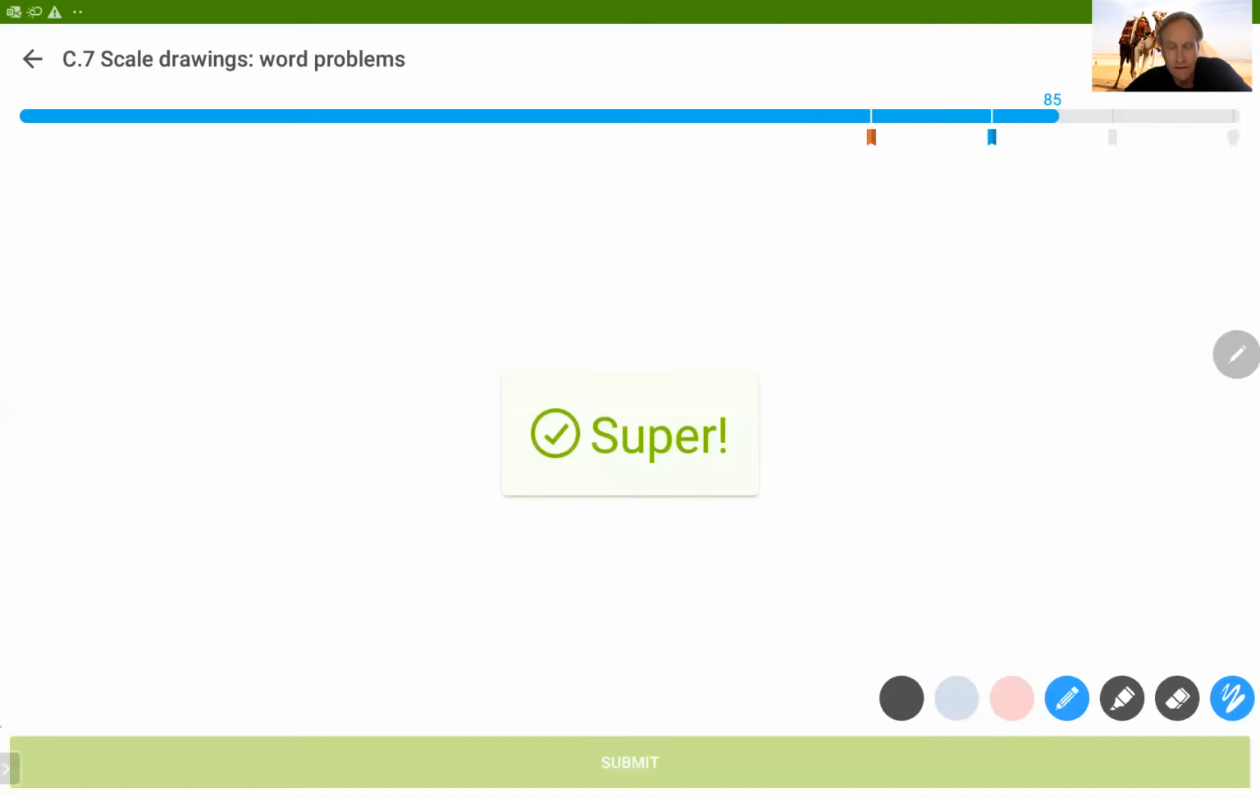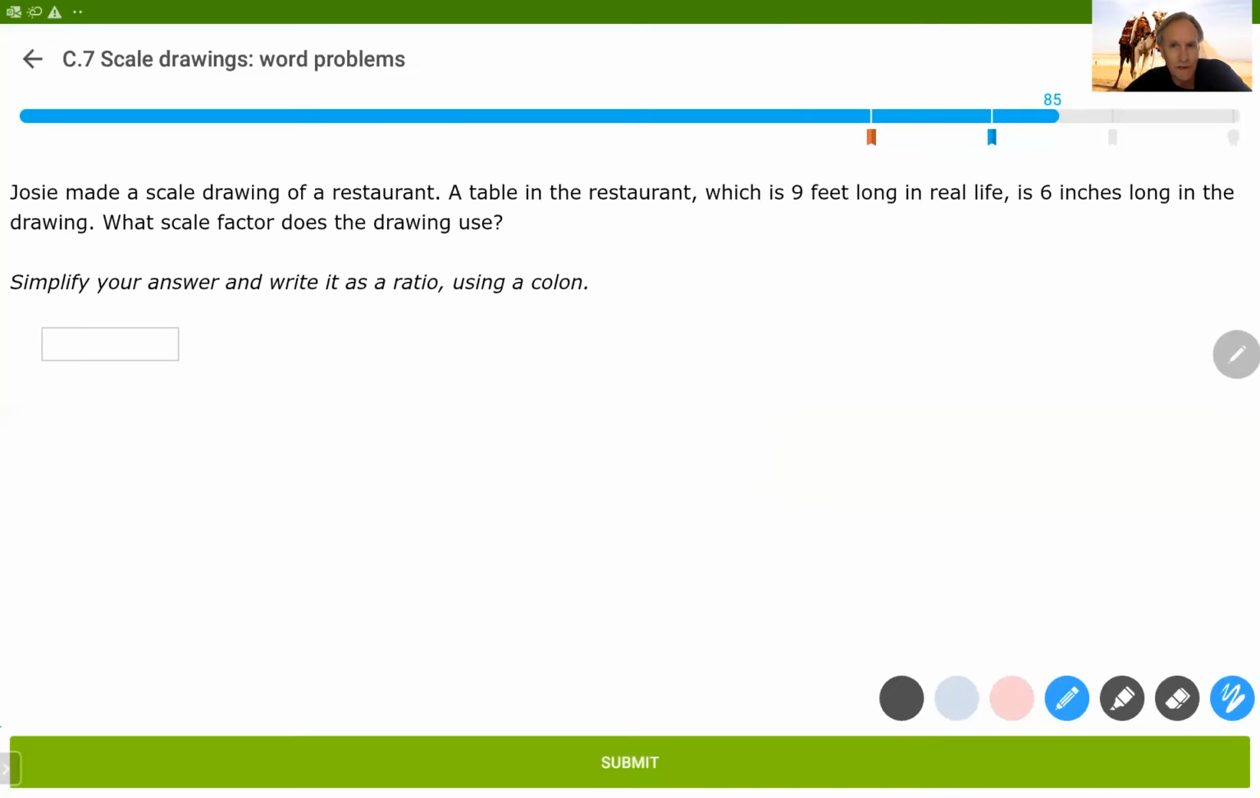Generally, changing to the smaller unit seems to work the best. So we've got 9 feet to 6 inches. So we're going to go with the smaller unit. So that means that we're going to multiply by 12. So it looks like we've got 108 to 6. This is in inches. And we're going to divide by 6. Divide this by 6, and we get 18 to 1.